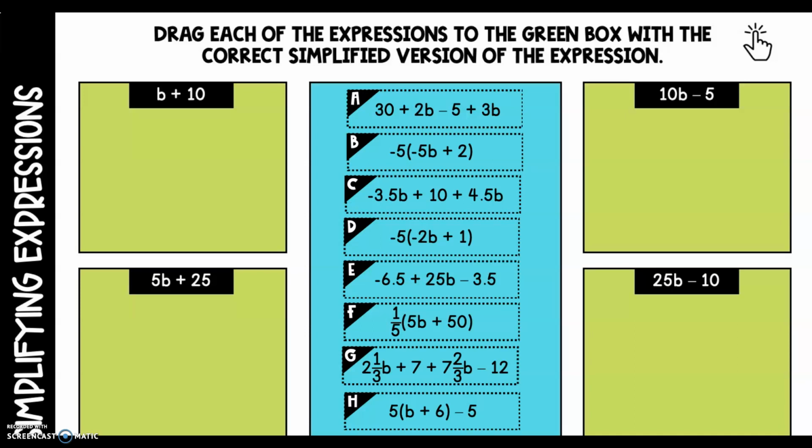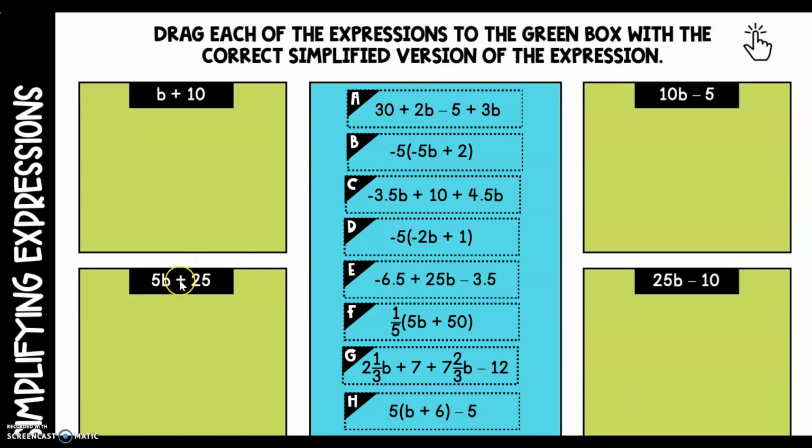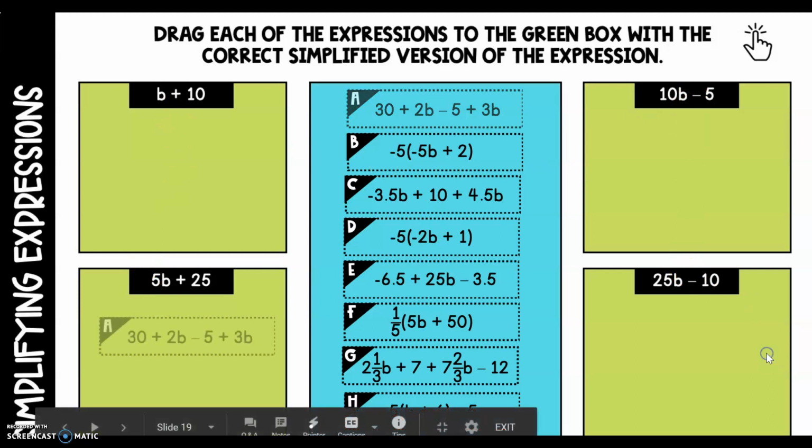Now remember how I told you that if you have a constant, which is a number without a variable, it goes at the end? Notice how all of the constants are at the end. So I had the 30 minus 5 is 25. It's right here. And then 2b plus 3b equals 5b. So they just have it in this order here. Notice how all of them are like that. So I'm going to drag that and drop it down here. We're going to work on B.